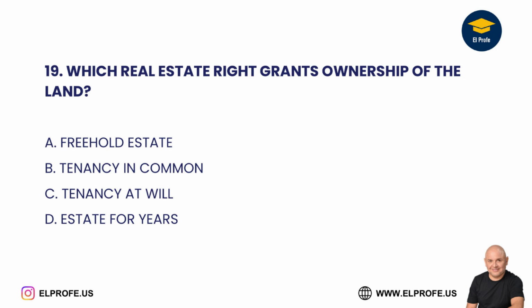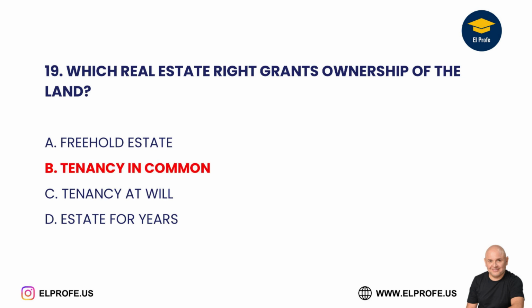Let's go through each option. Tenancy for years. That's a lease. It can last 6 months, 1 year, or even 99 years according to the book. But it's still a lease, not ownership. Tenancy at will. We just reviewed this one. It's another type of tenancy without a fixed duration.